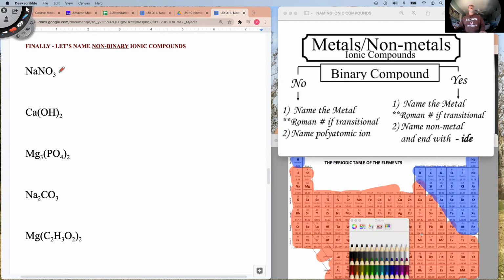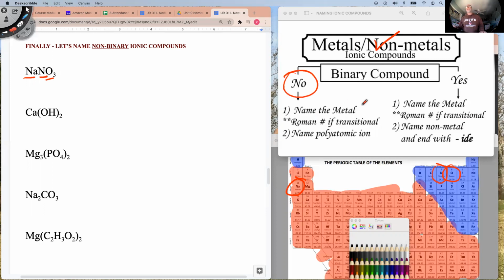Number one, are we working with metals and nonmetals? Okay, we've got a sodium, that's a metal. And we're working with nitrogen, that's a nonmetal. And an oxygen, nonmetal, sweet. We are working with not binary. So metals with nonmetals, check, but we're not binary because there's more than one.